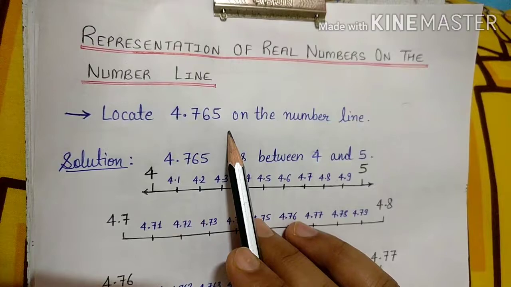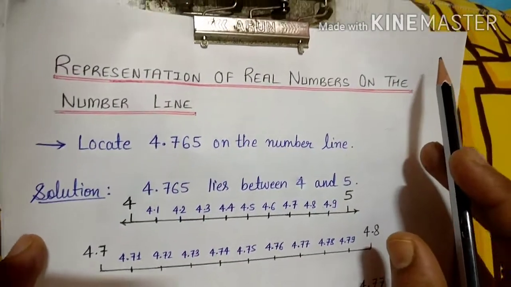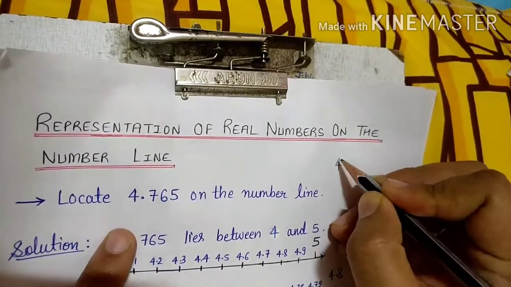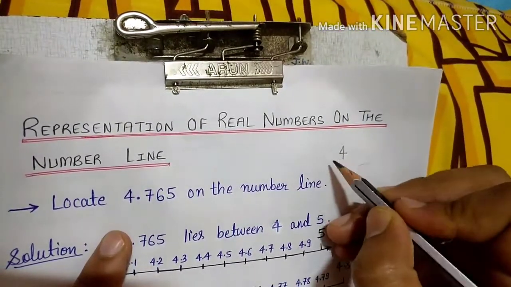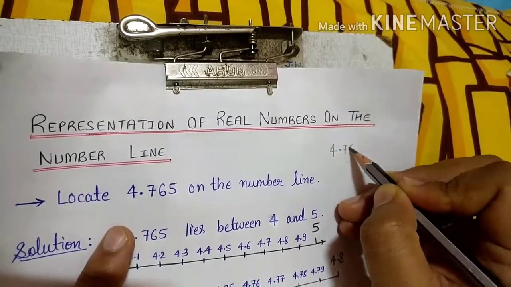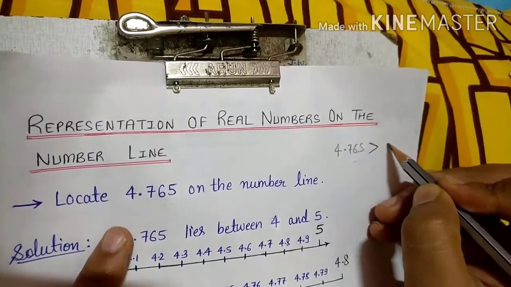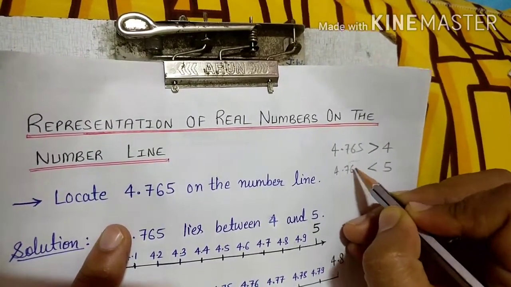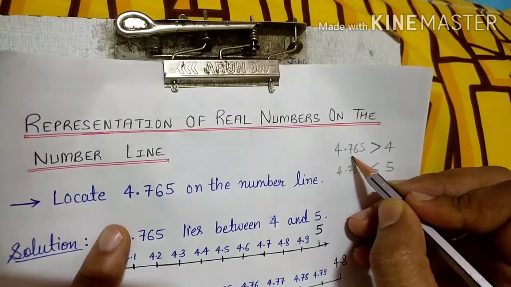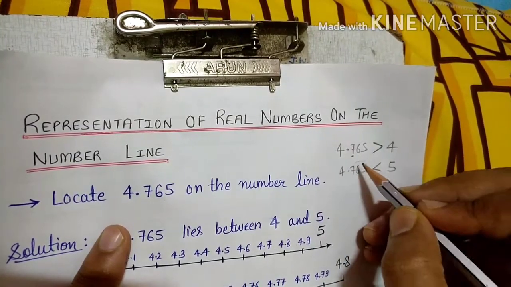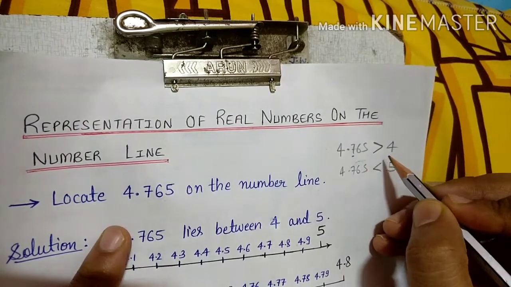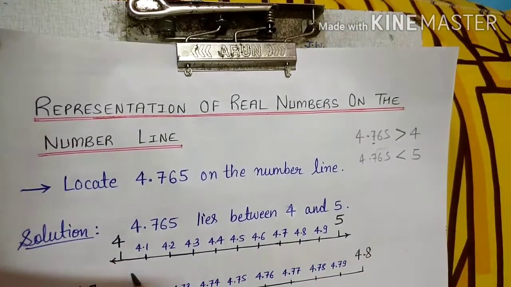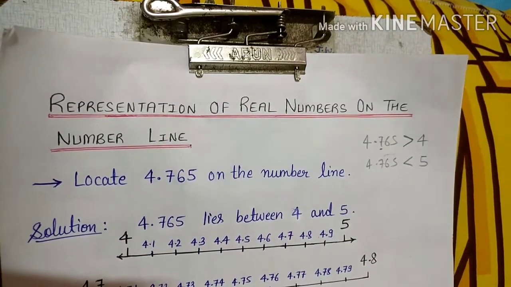Now 4.765, how can we represent this number? First we have to observe this number carefully. 4.765 is more than 4, but less than 5. If you take the first decimal place, 4.7, it is less than 5 but more than 4. So this number will come between 4 and 5. So we have taken 4 and 5, and now we are trying to represent this on the number line.